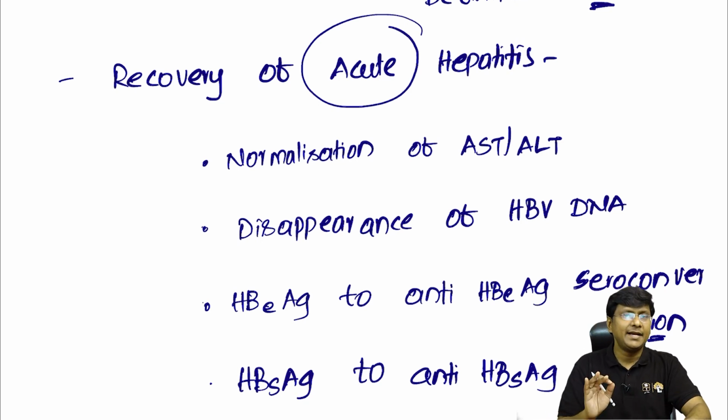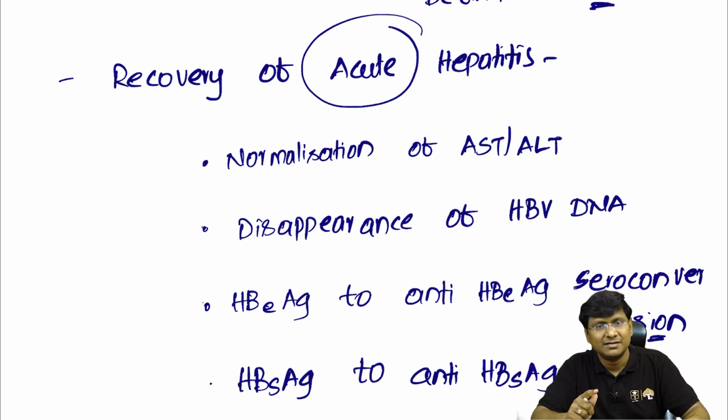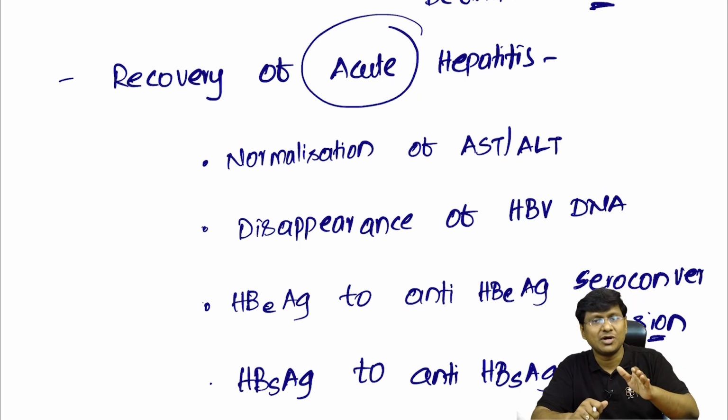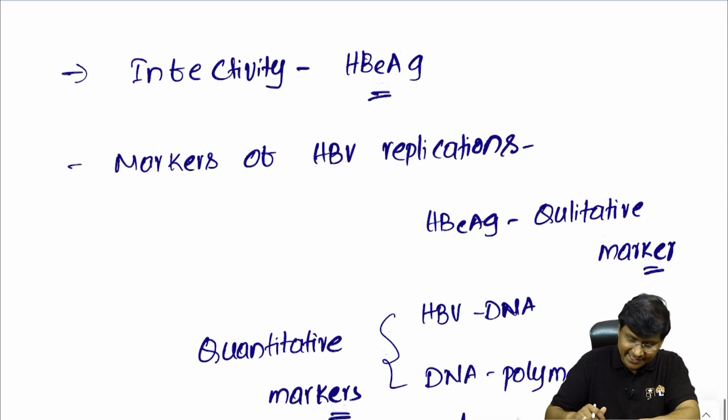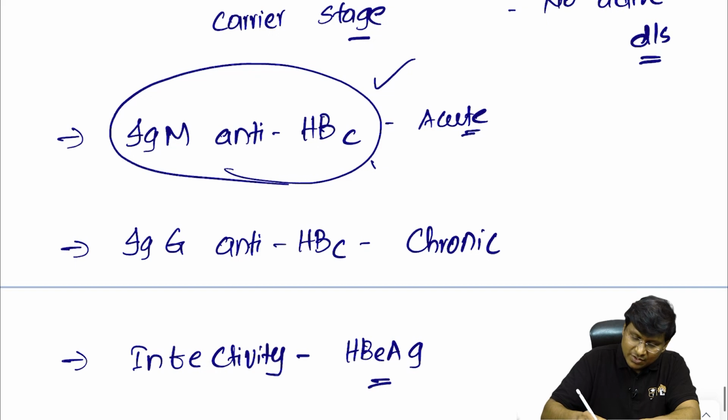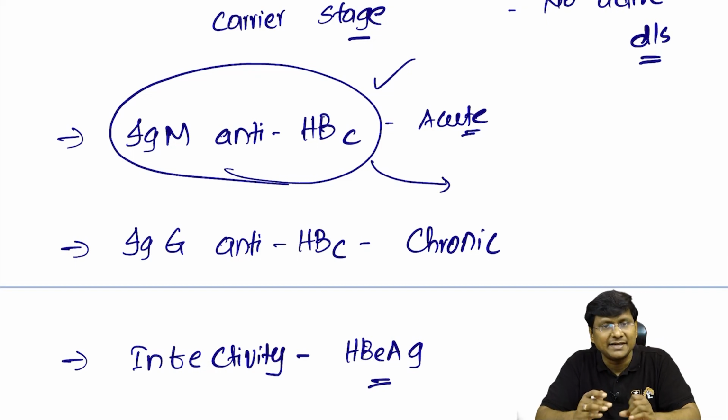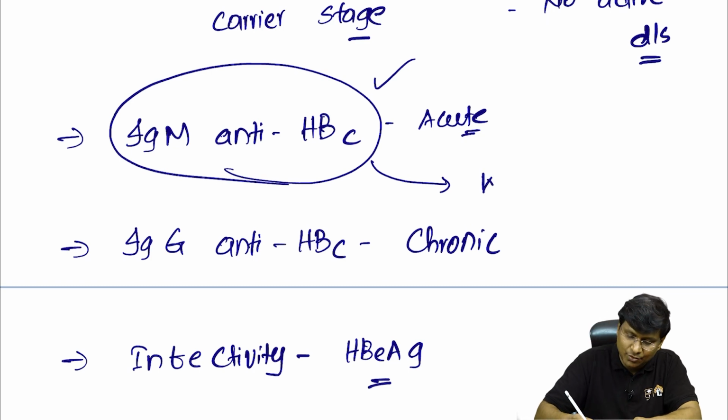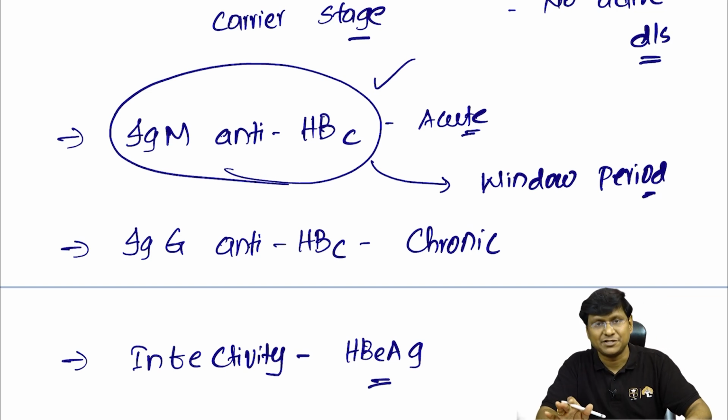Then you need to be aware of what is the serological marker that represents that the individual is in the window period, right? What is the serological marker that will tell you the individual is in the window period? That is IgM anti-HBc. So IgM anti-HBc will either tell you an acute hepatitis B, right? Or it will tell you that the individual is in the window period of the hepatitis B infection.